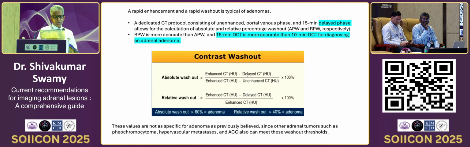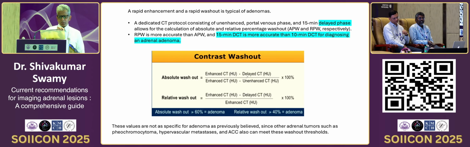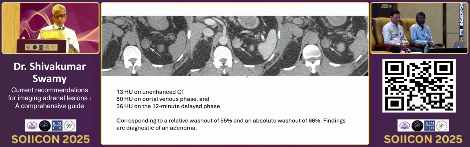Now this is the formula that is given: absolute washout and relative washout. You have a non-enhanced CT, and you do a portovenous phase and a delayed phase. Many institutions follow different timelines, 10 minutes and 15 minutes, but ideally it is the 15-minute scan that is very useful. These formulas are available anytime. You just do the proper imaging protocol, calculate the washout, and you will be able to say whether it's a benign, mainly fat-containing, adenoma or not.